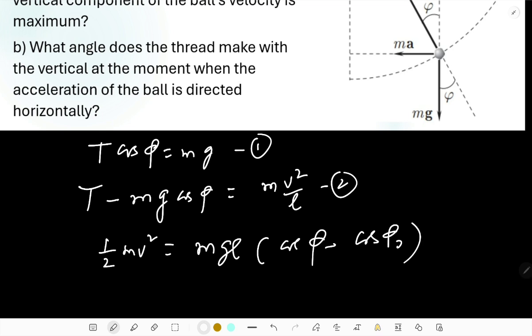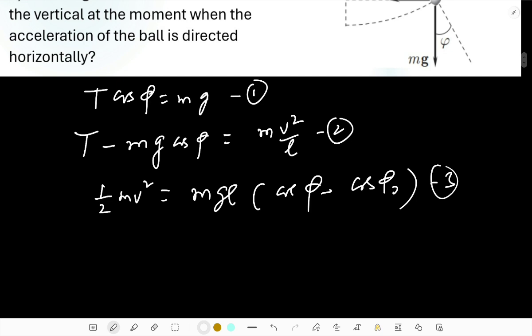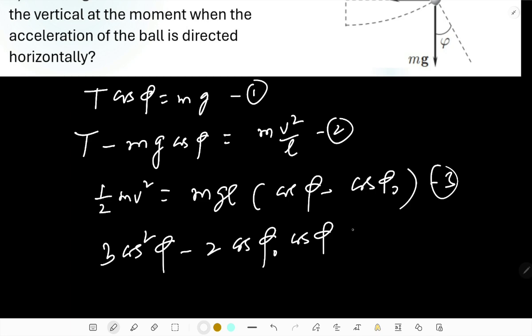And so we can put this as equation 3, so that we can put T from equation 1 and v from equation number 3 into equation number 2, and after doing so many things you will get a quadratic equation in cos phi, and that will be something like 3 cos squared phi minus 2 cos phi naught, a constant value, multiplied by cos phi minus 1 equal to 0.